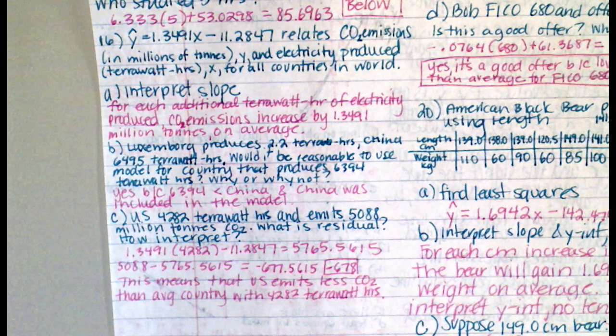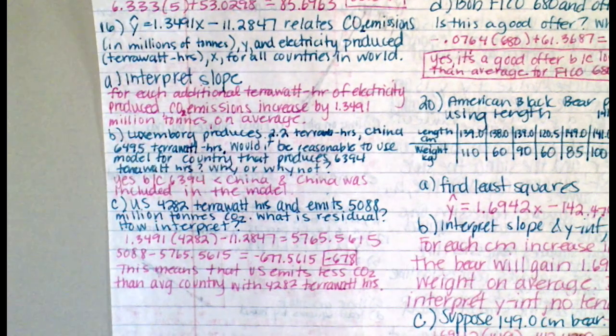Part B says Luxembourg produces 2.2 terawatt hours. China had 6,495 terawatt hours. Would it be reasonable to use this model to predict the CO2 emissions of a country if it produces 6,394 terawatt hours? Why or why not?